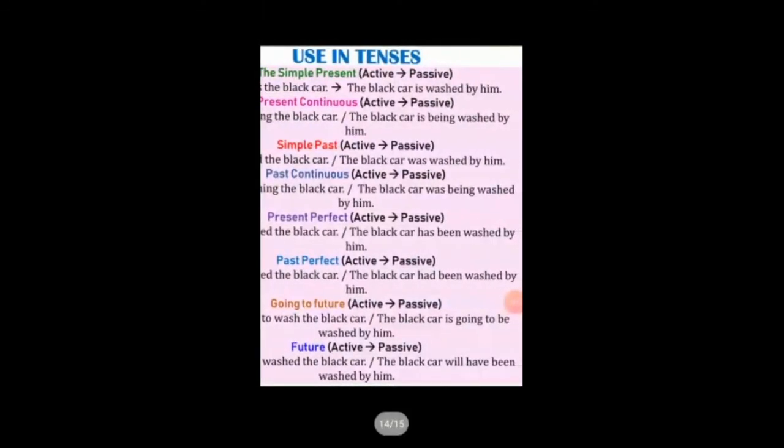This is the note which I am going to put in the PDF as well: present perfect continuous, past perfect continuous, future continuous and future perfect continuous. These four tenses have got no passive voice. Okay, they have got no passive voice. What are those four tenses? Present, past and future perfect continuous tenses and future continuous. Okay, I am going to write this note in the PDF as well.